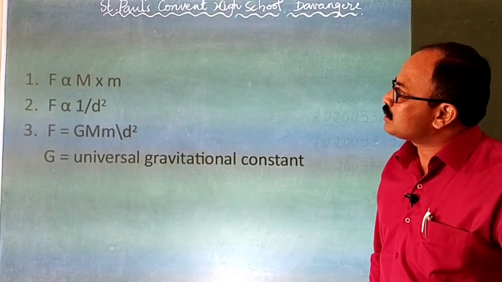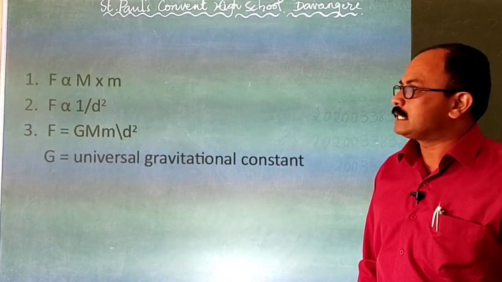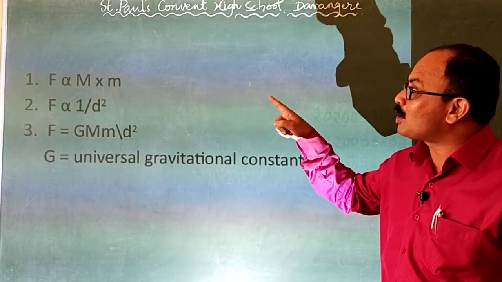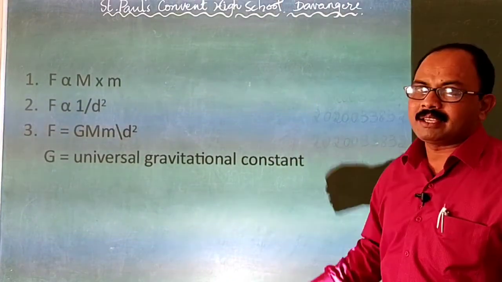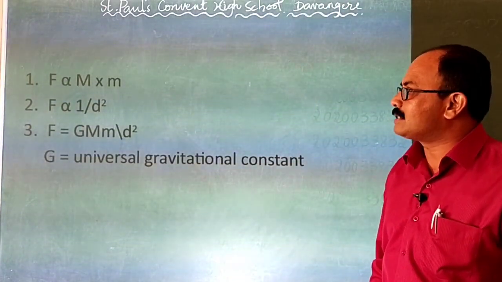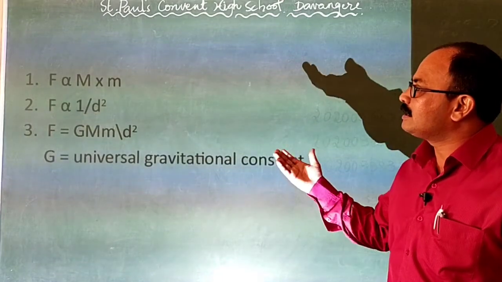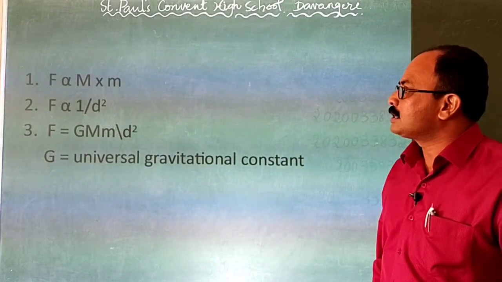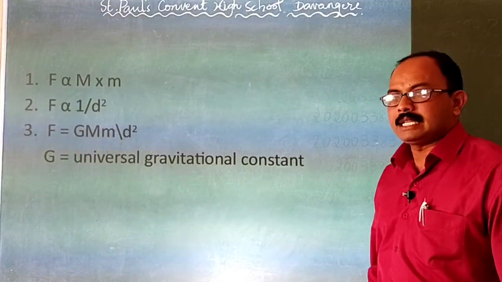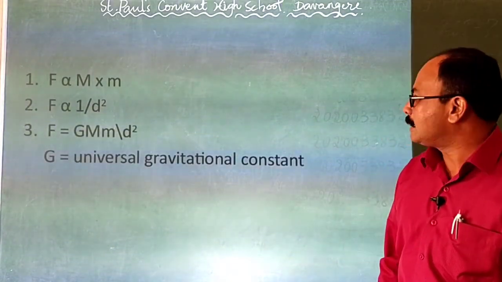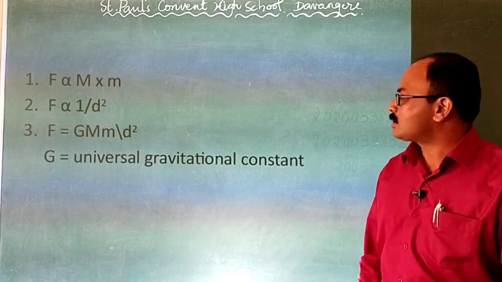The force of attraction between any two objects in the universe is directly proportional to the product of their masses and inversely proportional to the square of the distance between them. Then this is how the formula comes: F equals G capital M small m by d squared. G is known as the universal gravitational constant.